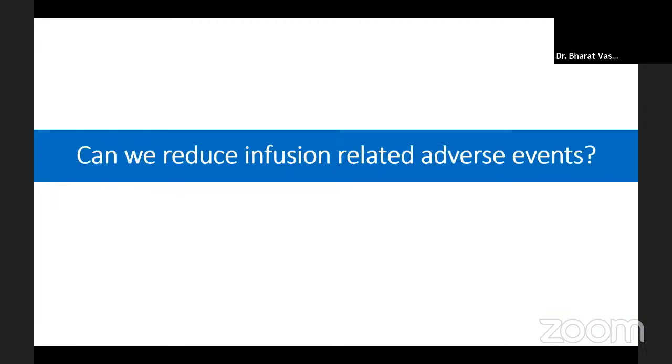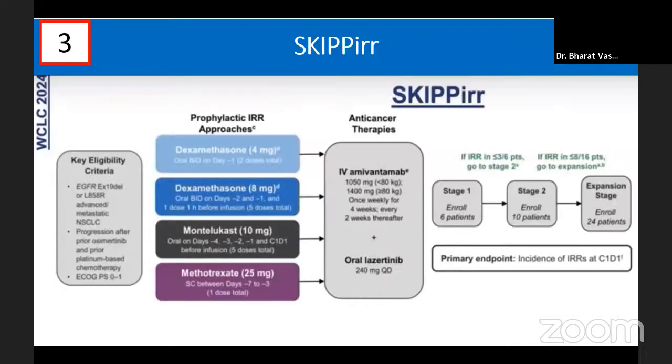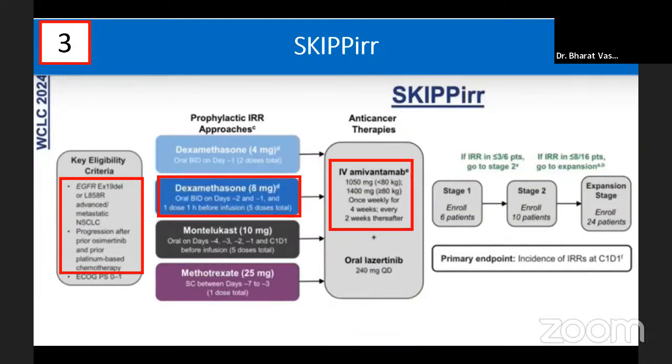So a new study that came is, can we reduce infusion-related adverse events? So a SKIP study, 3 arms. One arm contained dexamethasone for 1 day. The other arm is given dexamethasone 8 mg day 3, day 2, day 1, and 1 hour before treatment. The third arm gave methotrexate or montelukast. It was standard dose of amivantamab, and the primary endpoint was infusion-related reaction, IRR.